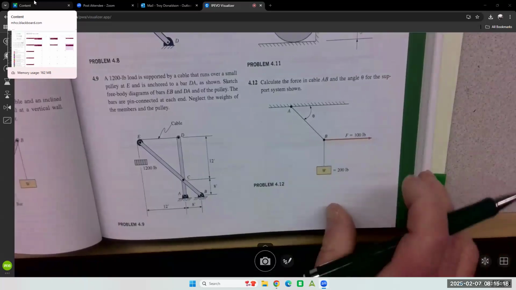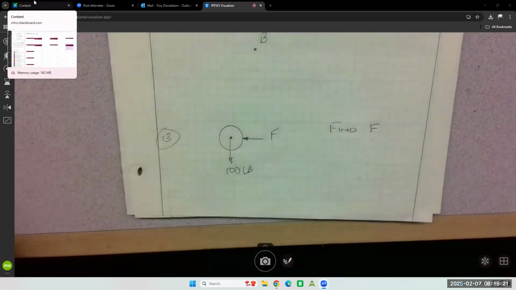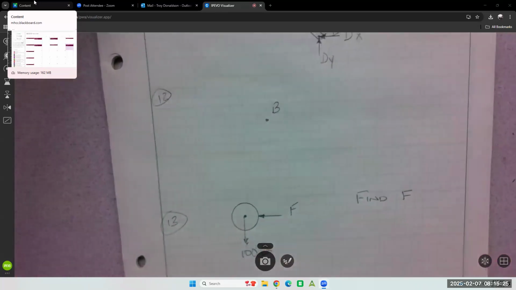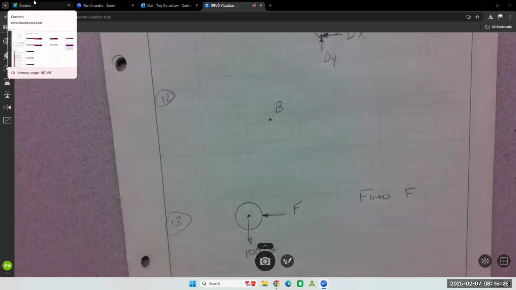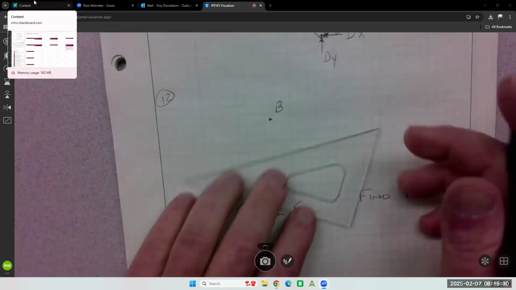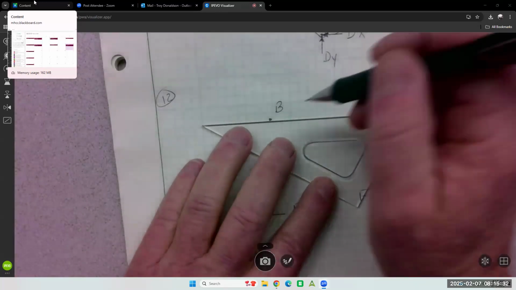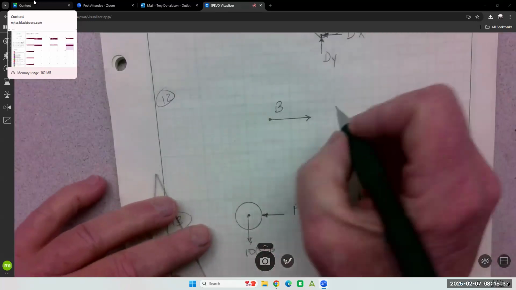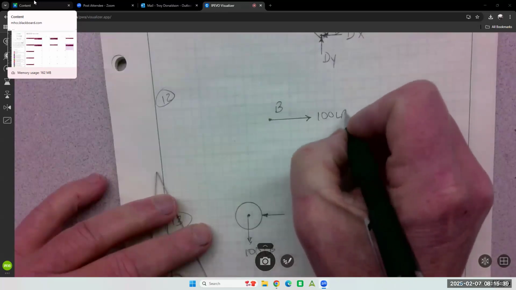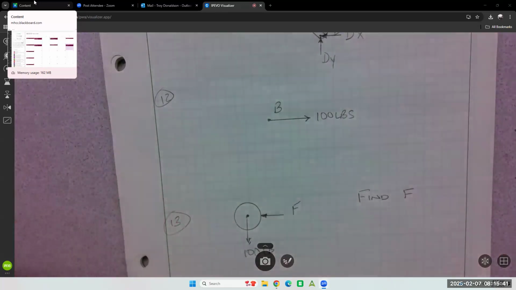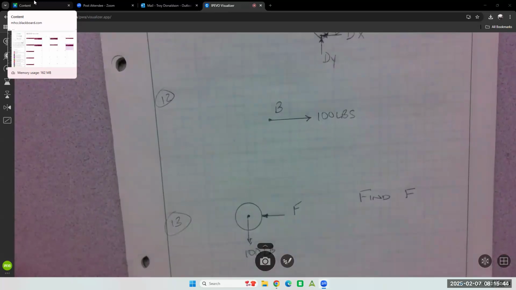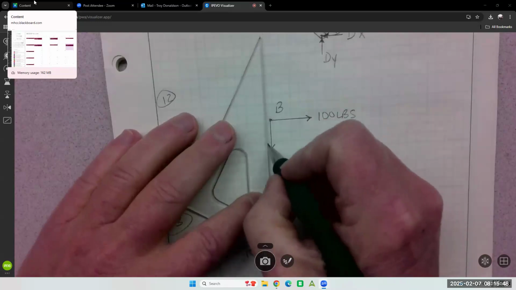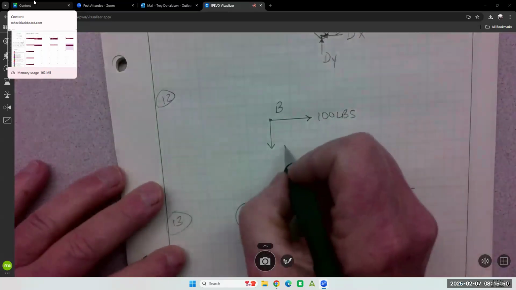Okay, so drawing a free body diagram at point B. What's that look like? What do we know about point B? 100 pounds, right? And then what about the weight down? That goes in. 200 pounds.